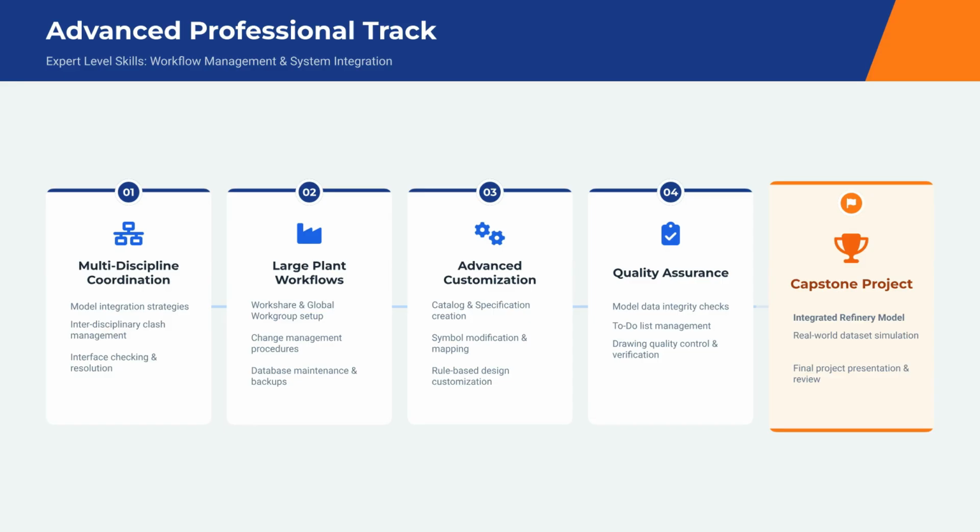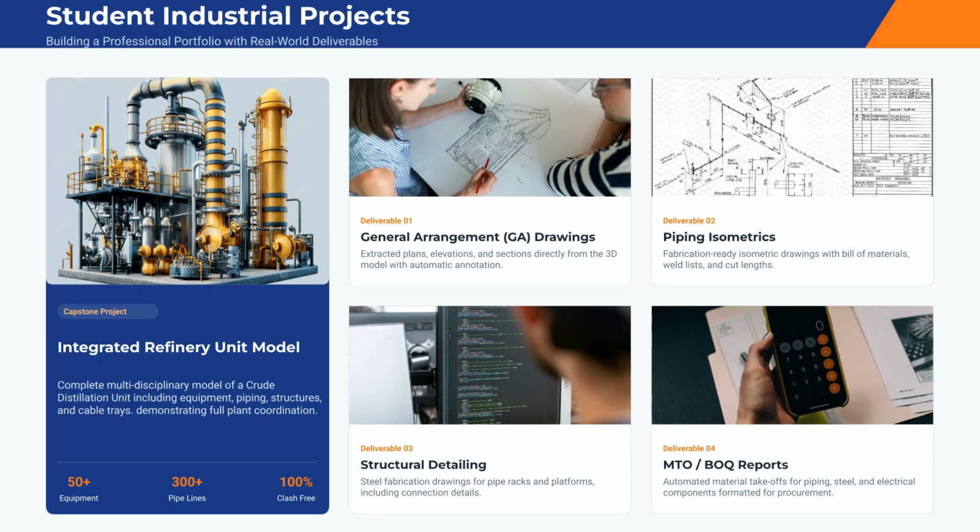The Advanced Professional Track focuses on expert-level skills like multidiscipline coordination and large plant workflows. It covers advanced customization, quality assurance, and culminates in a capstone project using an integrated refinery model. The capstone project involves creating an integrated refinery unit model, demonstrating full plant coordination.